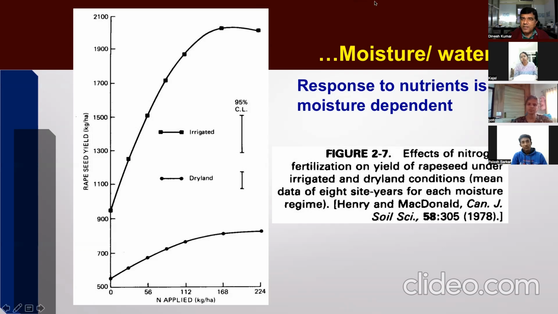So you can see this case. This is the case of rapeseed. Rapeseed, you know? Brassica. Mustard is Brassica. What is the name of rapeseed? Brassica campestris.